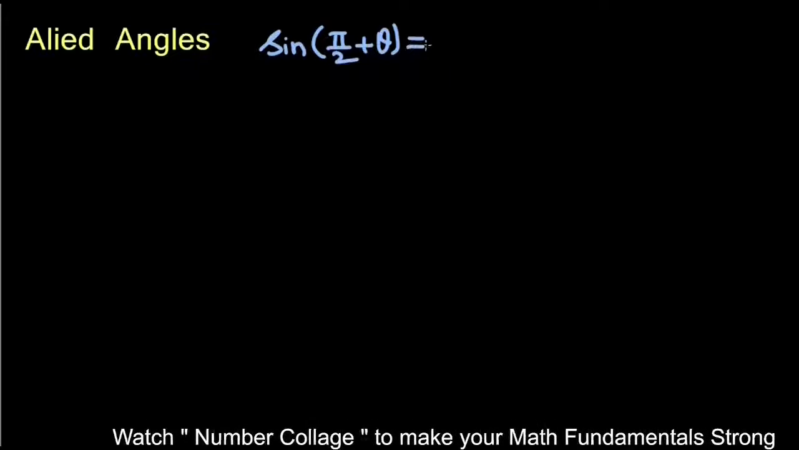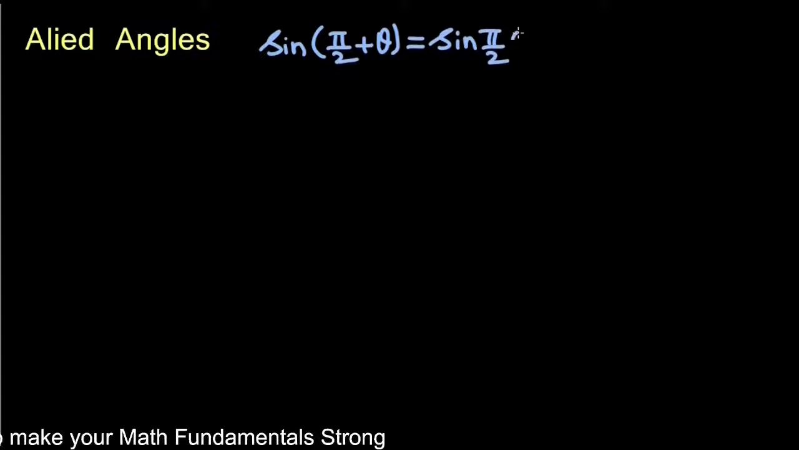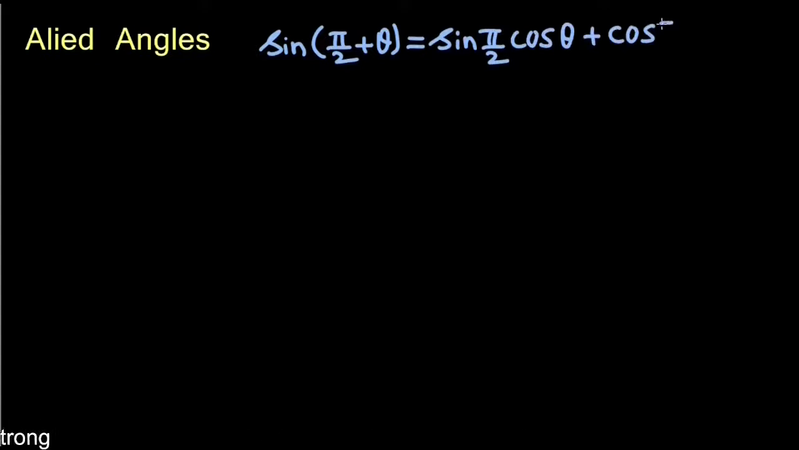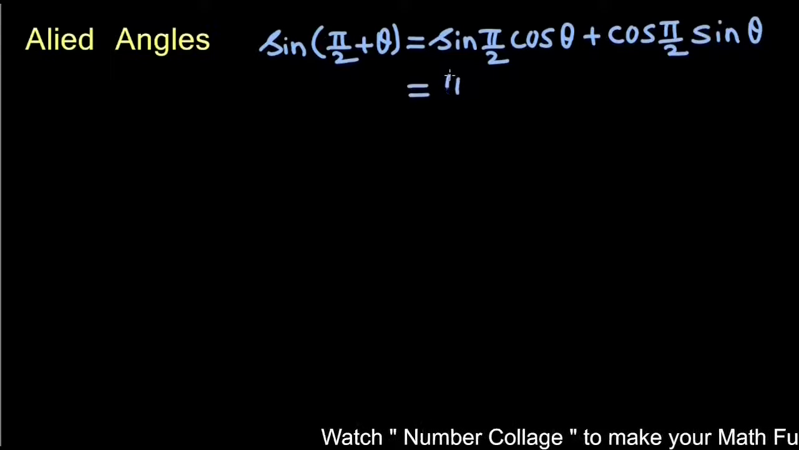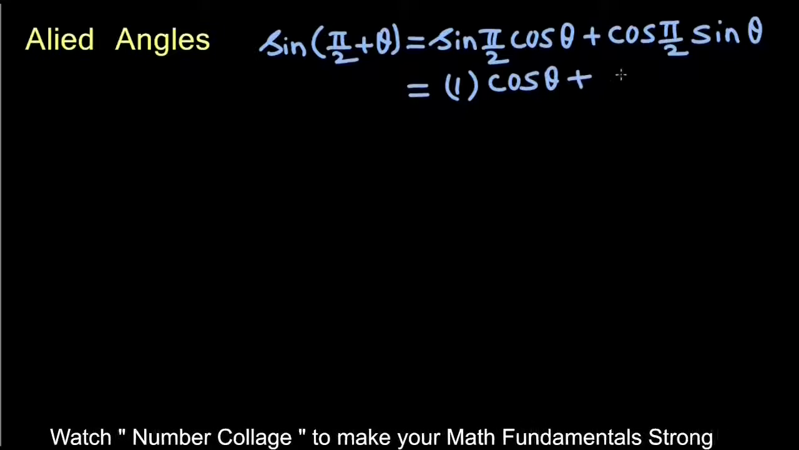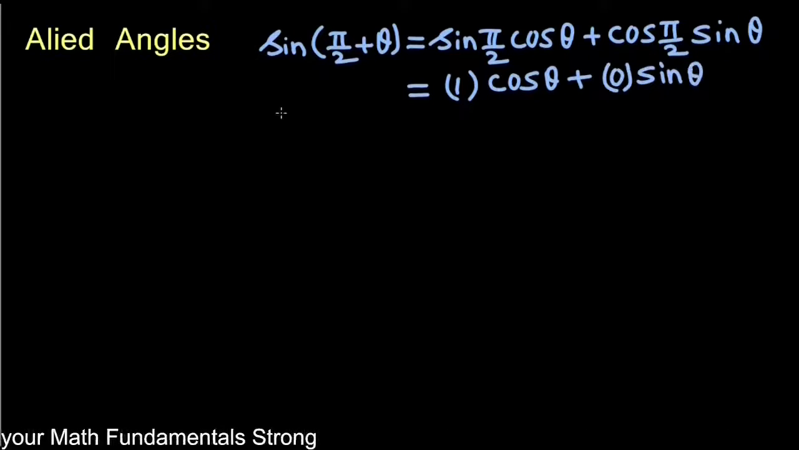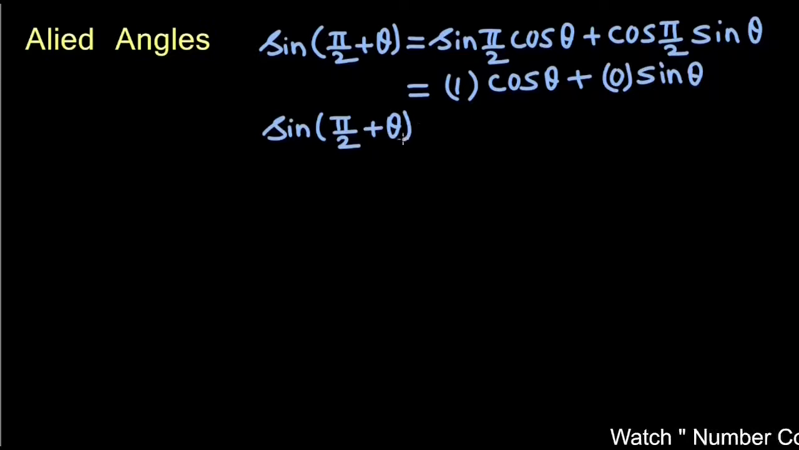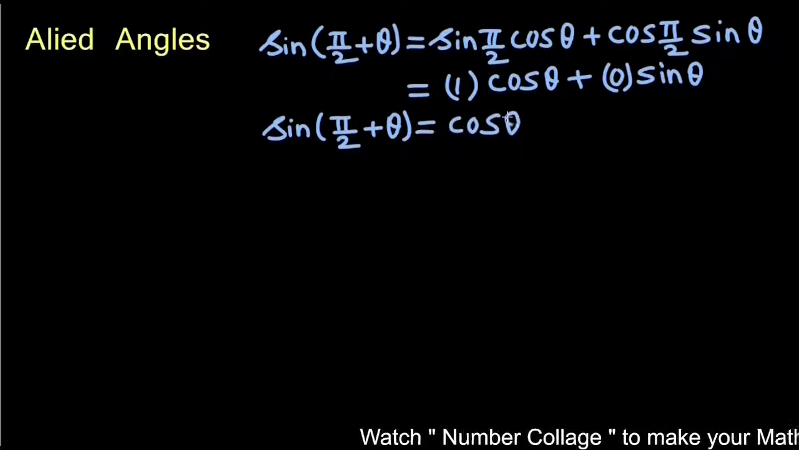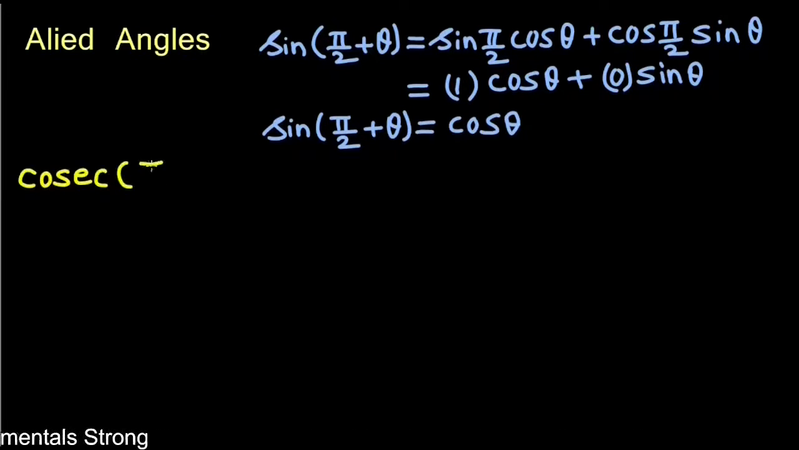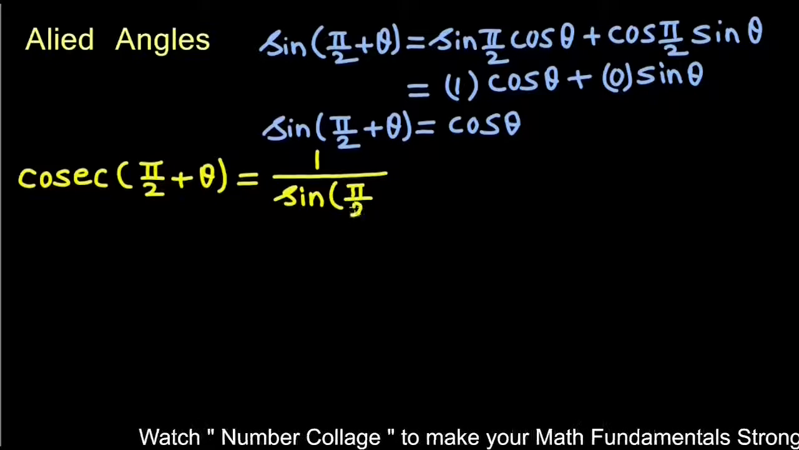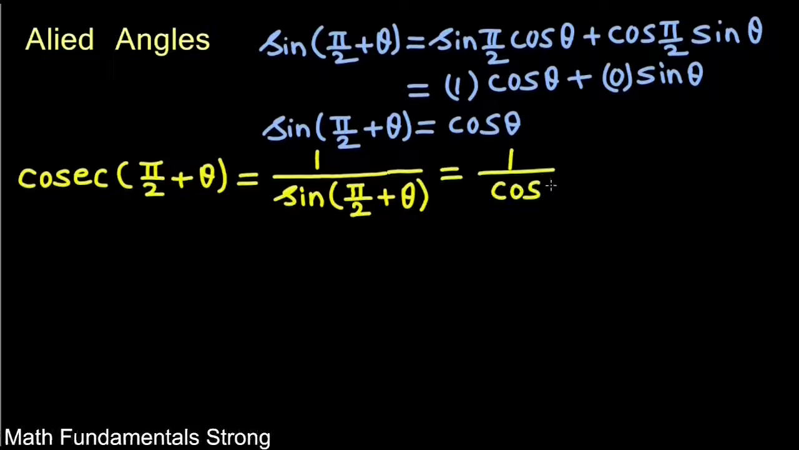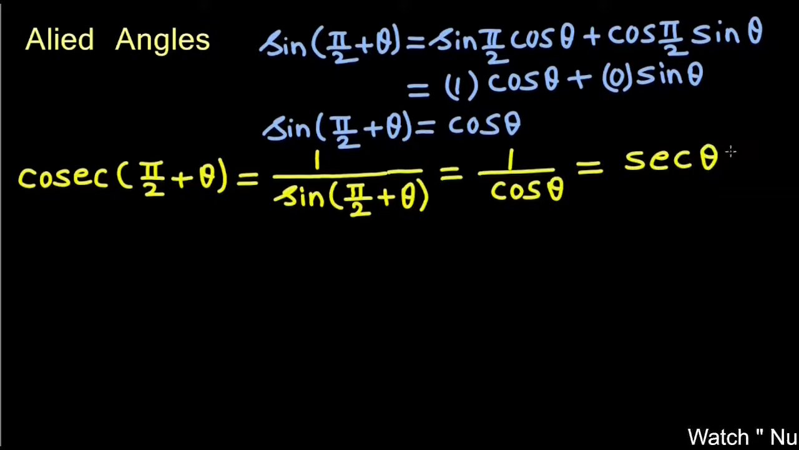Find sin pi by 2 plus theta. By addition formula, we write sin pi by 2 cos theta plus cos pi by 2 sin theta. That will be sin pi by 2 is 1, cos theta plus cos pi by 2 is 0, sin theta. So therefore, sin pi by 2 plus theta is cos theta. Similarly, cosec pi by 2 plus theta will be 1 upon sin pi by 2 plus theta, that will be 1 upon cos theta, that is sec theta.